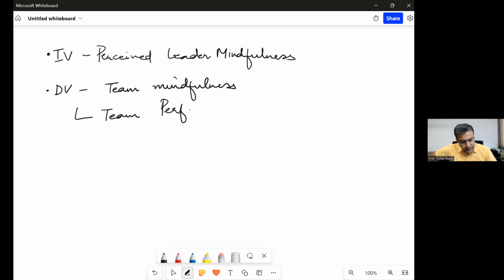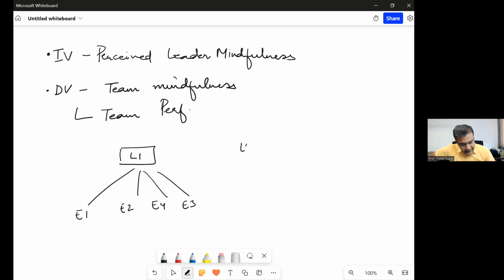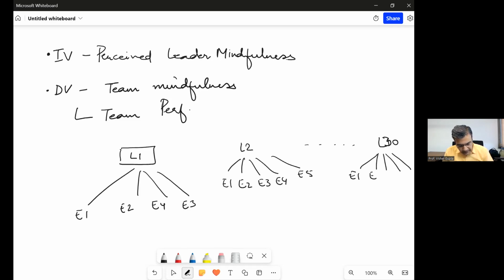I want to ask, the perceived leader mindfulness will be collecting the data from the team members who are under the leader. So you have, let's say, one leader, and let's say you have four employees. Then you have a second leader, let's say you have five employees. Then let's say you have the 15th or 30th leader, and you have five employees.